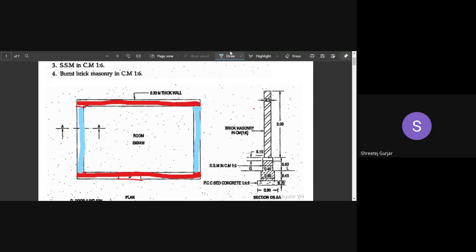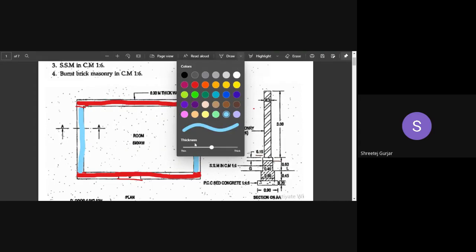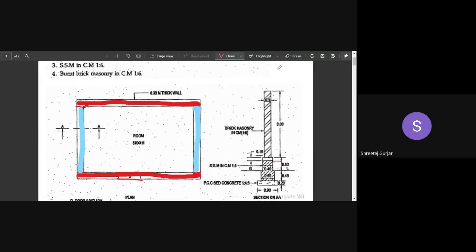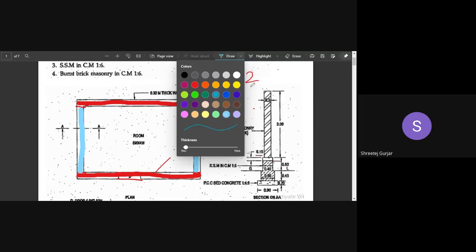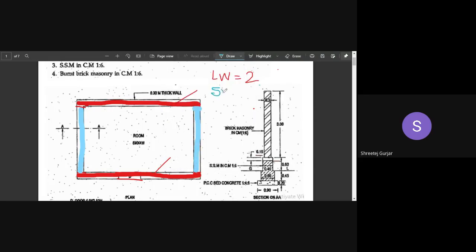Let me count how many long walls and short walls there are. I will represent long walls as LW. This is one long wall and this is one long wall, so the number of long walls is two. For short walls I will write SW. This is one short wall and this is one short wall, so two in number. This is how I divide my room into long walls and short walls.